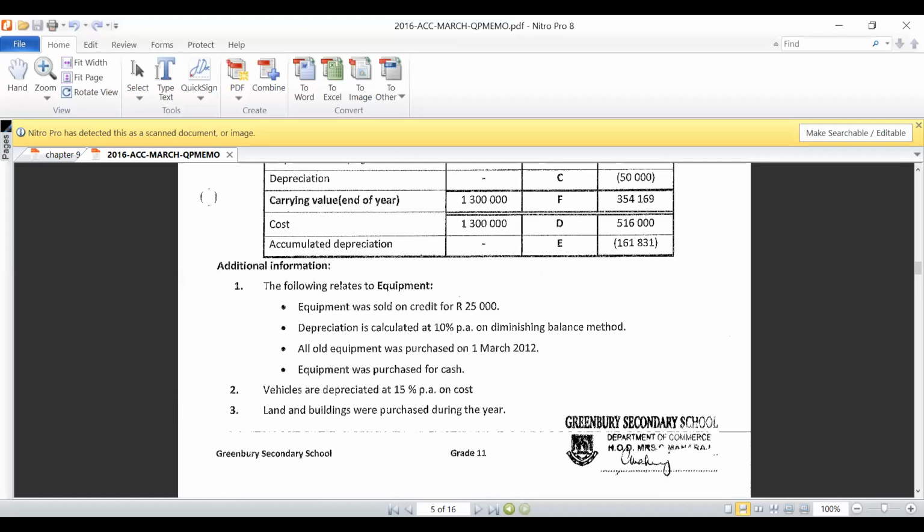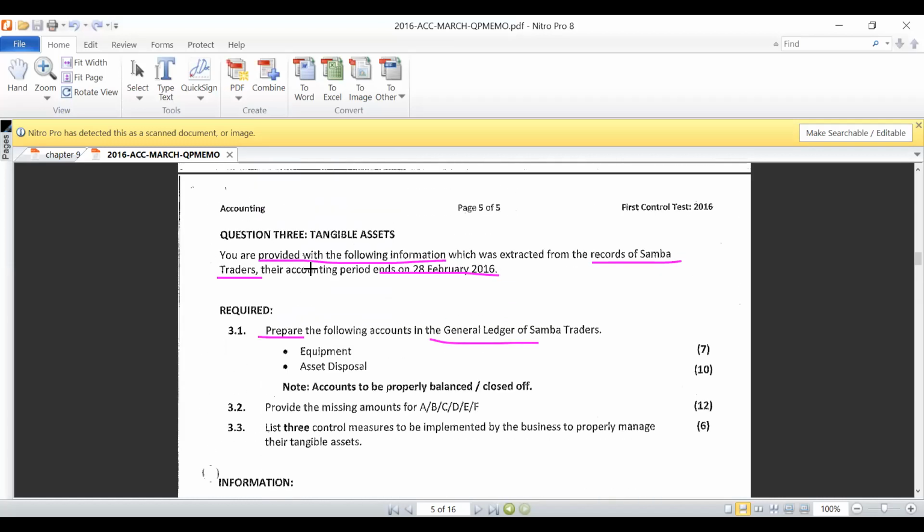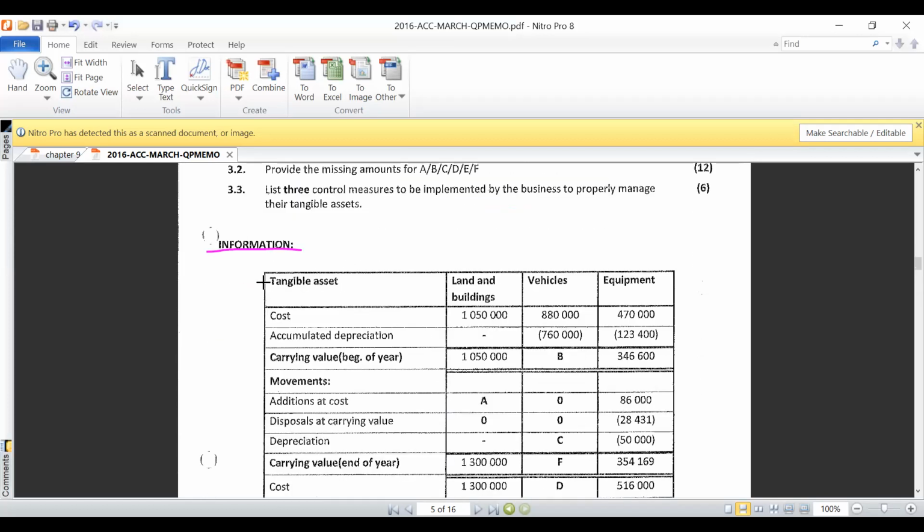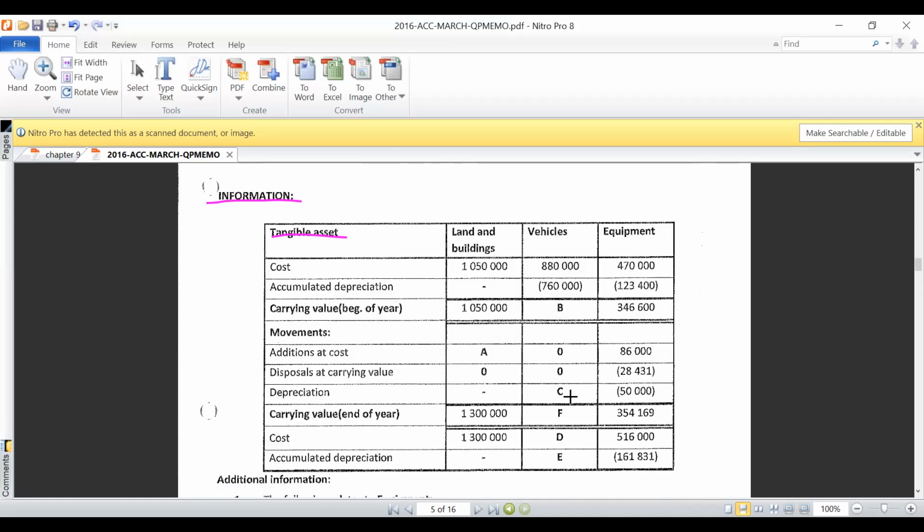All right. So let's proceed with question 3. According to the information you've been given, the tangible asset note, which is showing you land and buildings, vehicles, and equipment. Can you see that? Yes. Okay, great.